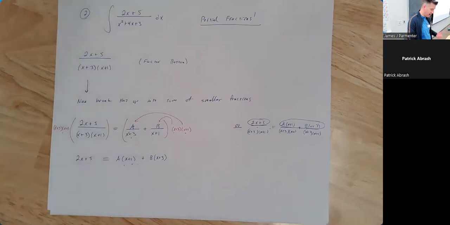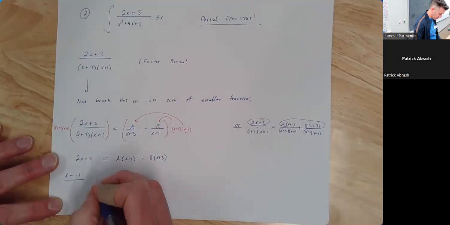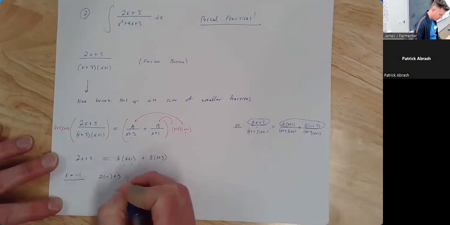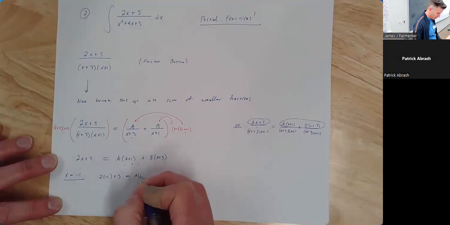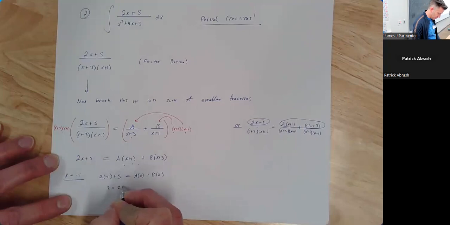Now, how to find A and B? Well, there's a couple methods to use. I'm always going to tell you that you should start off using what I call the convenient values of x, meaning these equations are supposed to equal each other no matter what x is equal to. So pick really nice values of x that make some of the terms disappear. If I pick x equal to -1, on the left-hand side, I get 2 times -1 plus 5. On the right-hand side, I get A times 0 plus B times 2. So I'm left with 3 equal to 2B, or B equals 3/2.